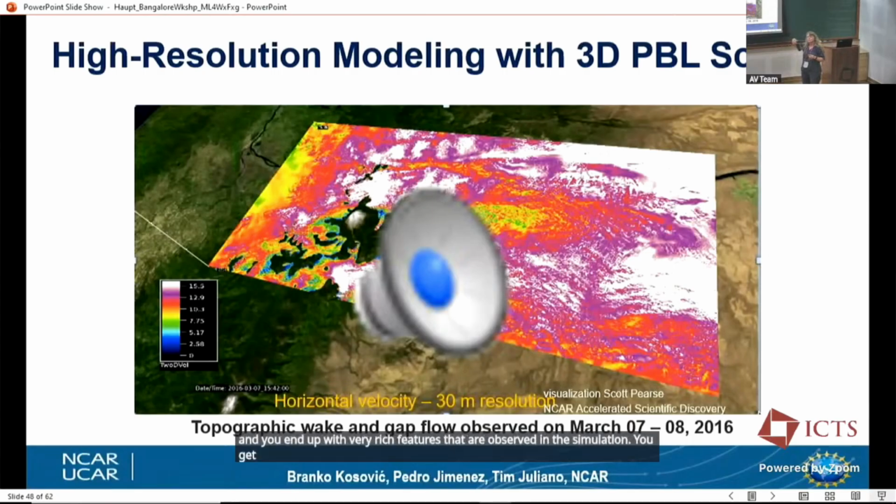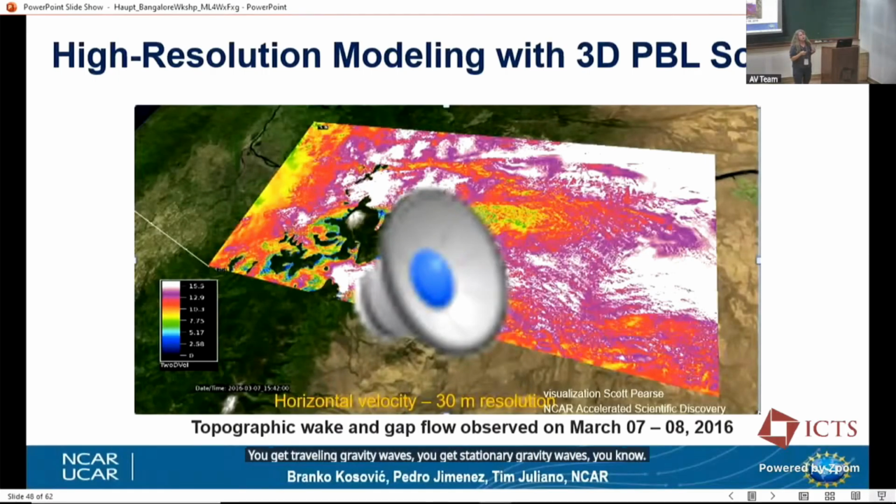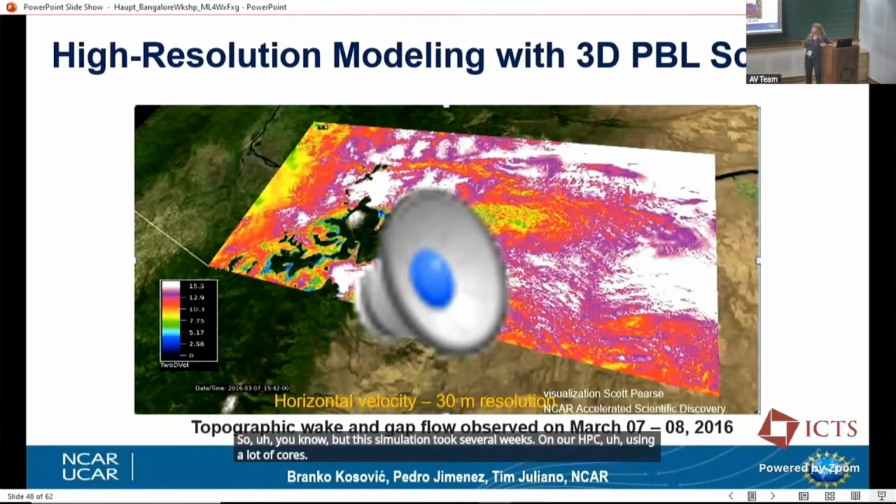You get a meandering plume, you get traveling gravity waves, you get stationary gravity waves, cold pools, all kinds of interesting features. But this simulation took several weeks on our HPC, using a lot of cores. So, it's something you don't do too often.